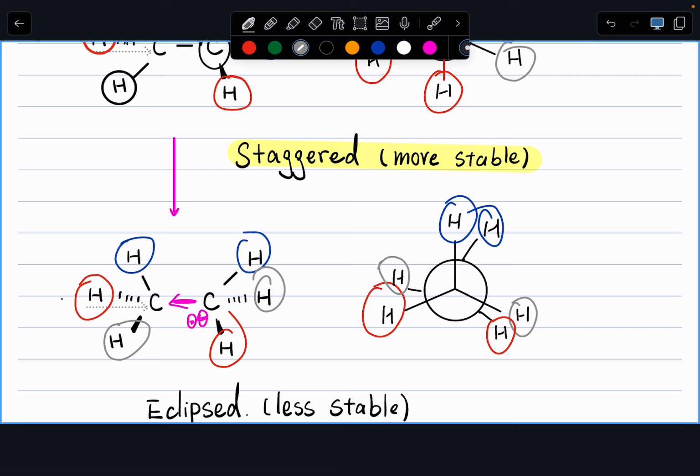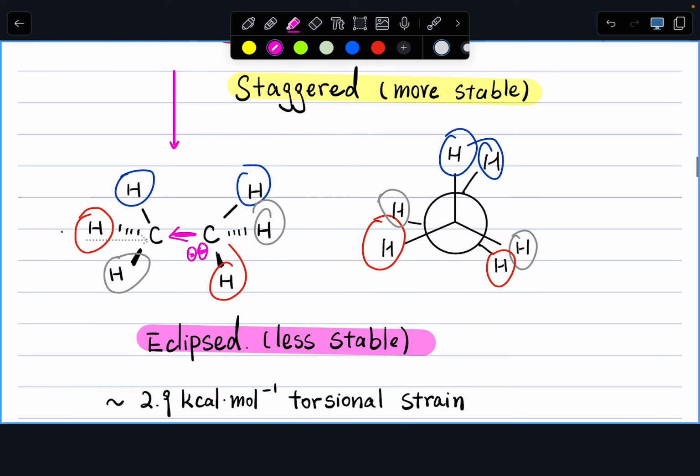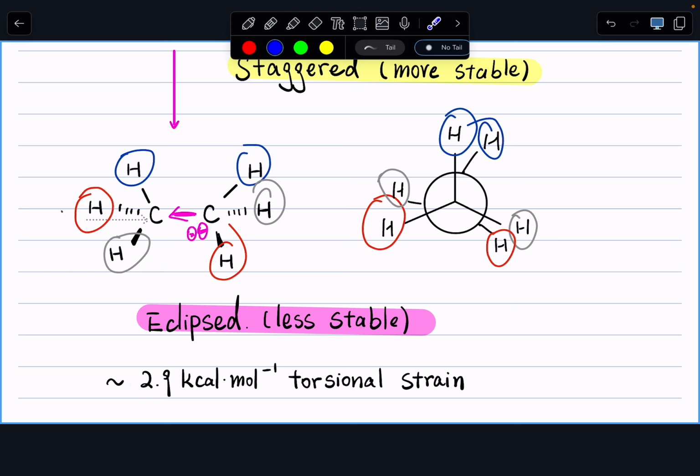So this is called the eclipsed conformation, meaning this bond is less stable. When we say it is eclipsed, we're saying my hydrogen atoms are directly on top of each other in the Newman projection. They're less stable. And to be more specific, when we say the eclipsed conformation is less stable, this conformation is about 2.9 kilocalories per mole higher in energy compared to the staggered conformation, due to torsional strain.